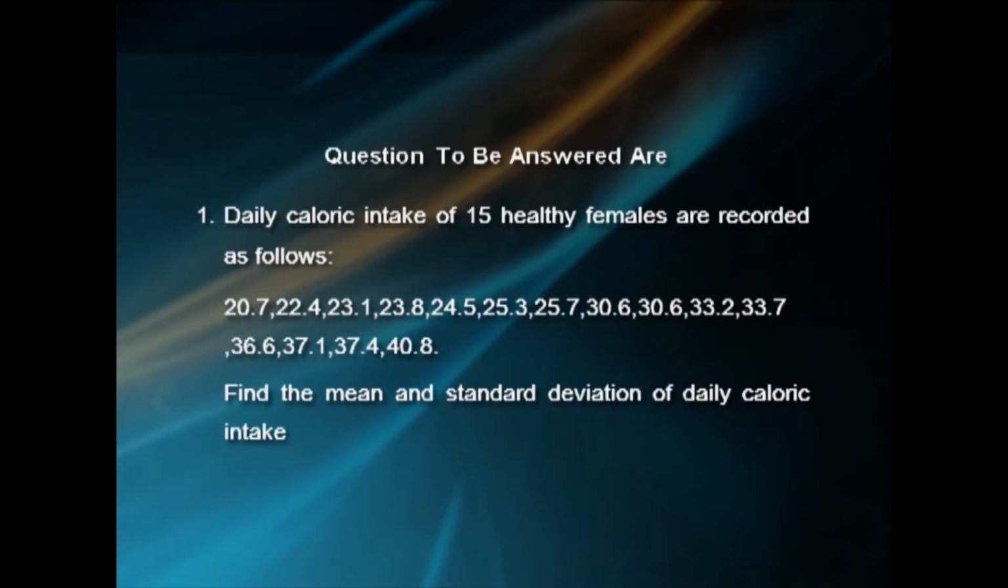Question number 1. Daily caloric intake of 15 healthy females are considered as follows: 20.7, 22.4, 23.1, 23.8, 24.5, 25.3, 25.7, 30.6, 30.6, 33.2, 33.7, 36.6, 37.1, 37.4 and 40.8. Find the mean and standard deviation of daily caloric intake.